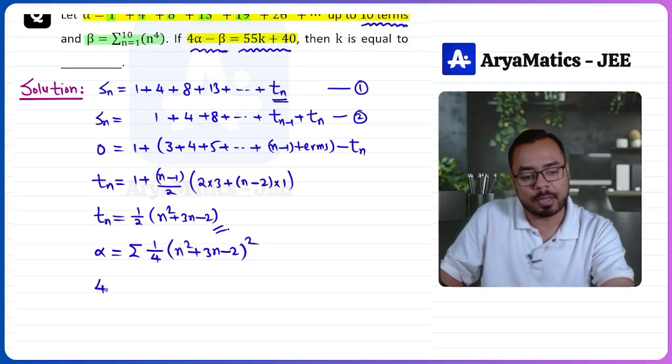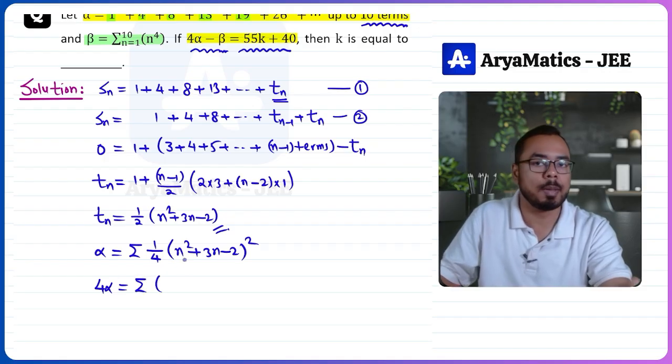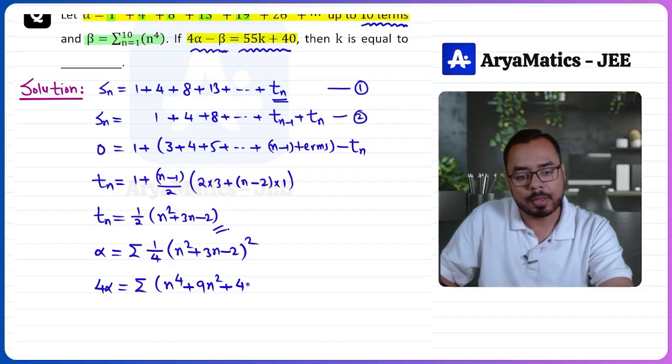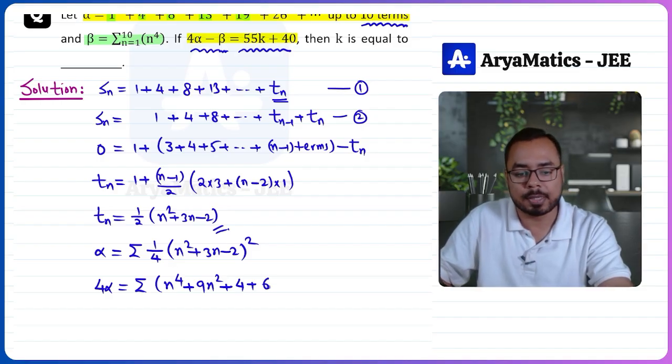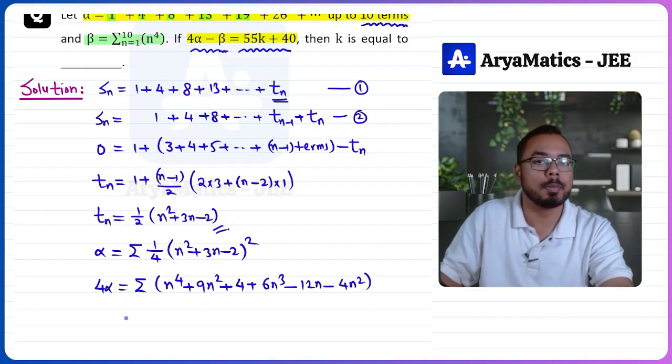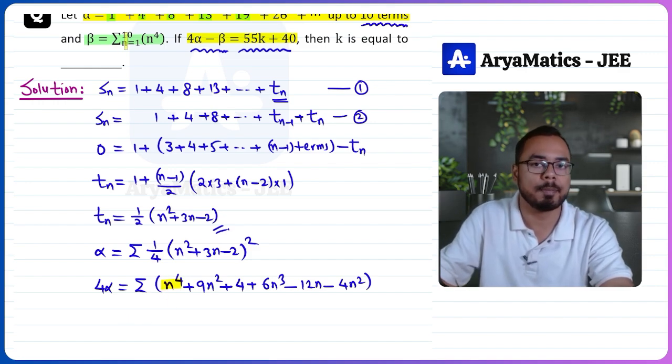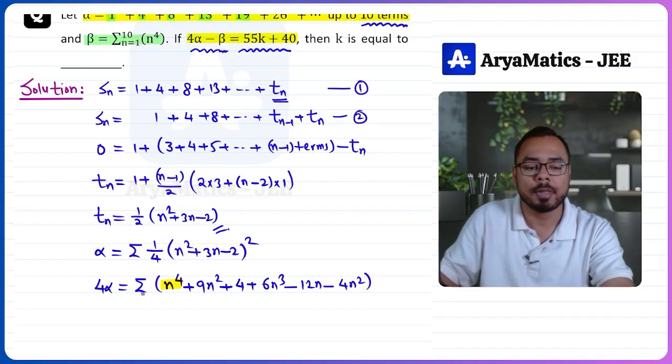So we'll get 4 alpha equals sigma. And then here we can use the a plus b plus c whole square formula. So we have n raised to 4 plus 9n square plus 4. And then twice ab, so that will be 6n cube. Then 12n, and then 4n square, right? This will be 4 alpha. Now it is given that sigma n raised to 4 is beta, right? n is again from 1 to 10. So this term n raised to 4, that will be beta, that we can take on the other side.